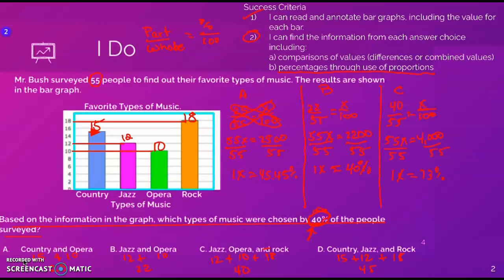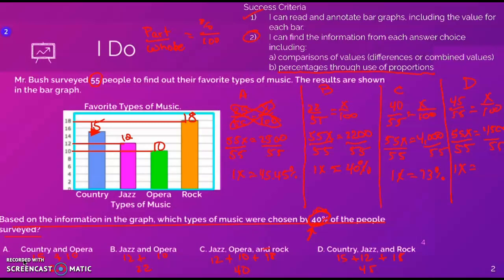Okay, and then the last one, D, which is 45 over 55, is equal to x over 100. Again, 55x equals 4,500. And then we divide both sides by 55. Again, it is a tedious process. It is, but just take it one step at a time and you will get the correct answer.